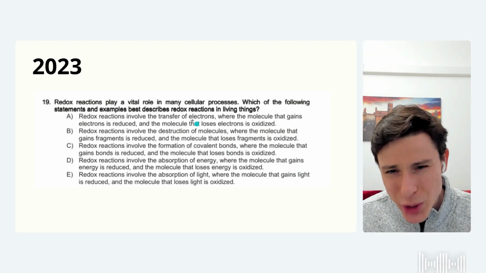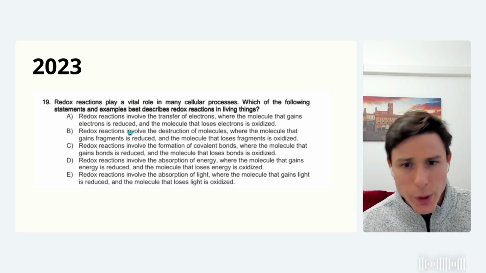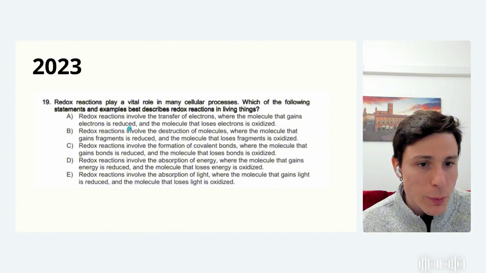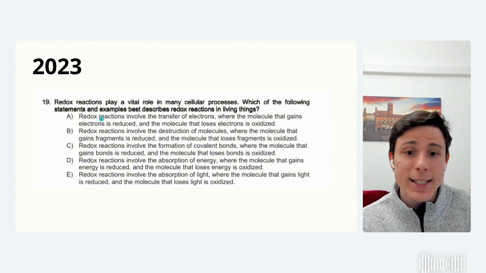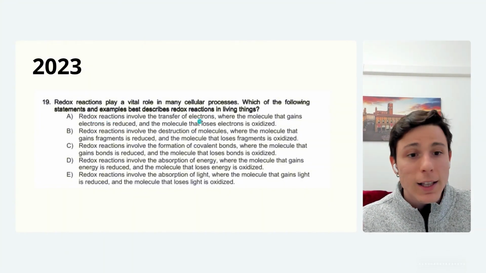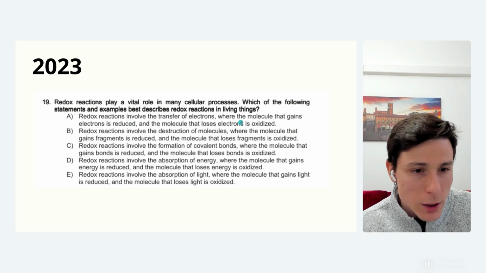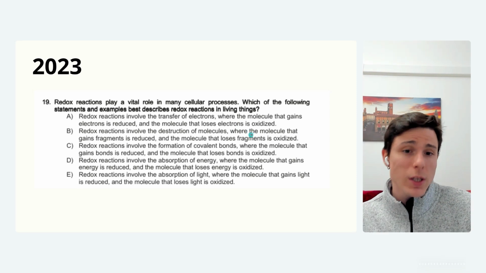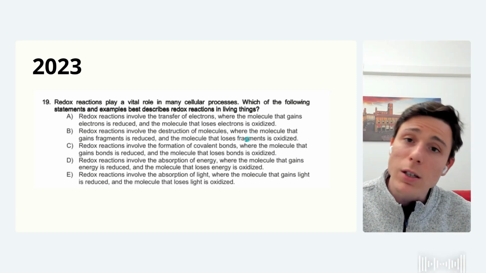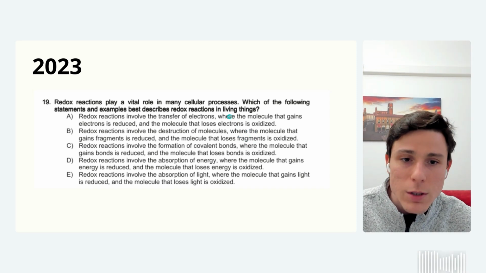We have a question from 2023. Let's just jump into it: redox reaction plays a vital role in many cellular processes. Which of the following statements and examples best describe redox reactions in living things? Redox reactions involve the transfer of electrons, where the molecule that gains electrons is reduced and the molecule that loses electrons is oxidized. Perfect. This is the definition of a redox reaction.